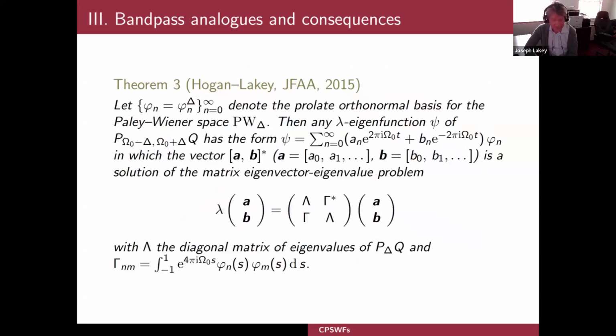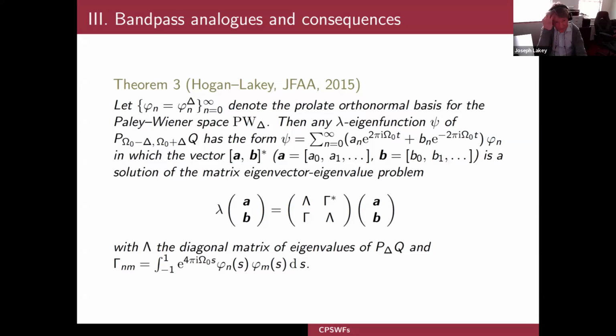Part three is bandpass analogs. And I'm going to go through this a little bit quickly, I'm afraid, but in part two, Clifford algebra was a tool of convenience, but not necessarily a tool of necessity. And I'm going to argue that if one is interested in doing a bandpass version of prolates, then Clifford algebra becomes a tool of necessity in higher dimensions.